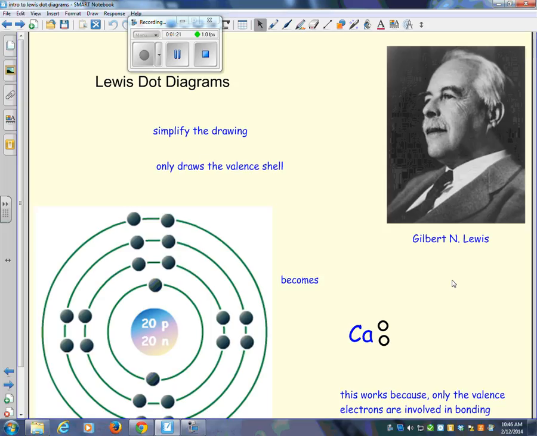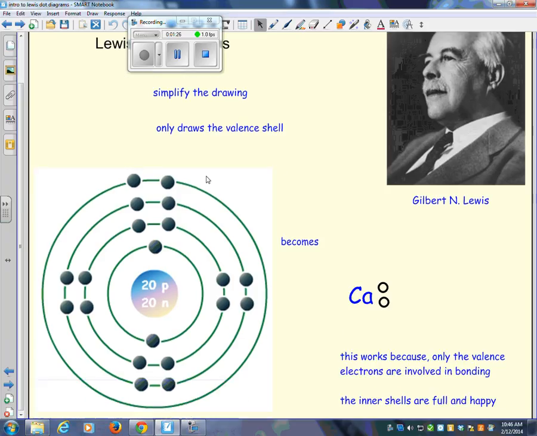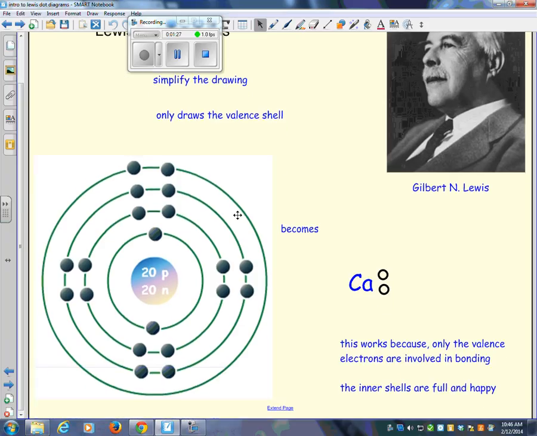And he said, you know what? Why don't we just simplify the drawing? Let's just draw the valence shell. So in other words, this giant calcium thing simply becomes this. Ca replaces all of this stuff.